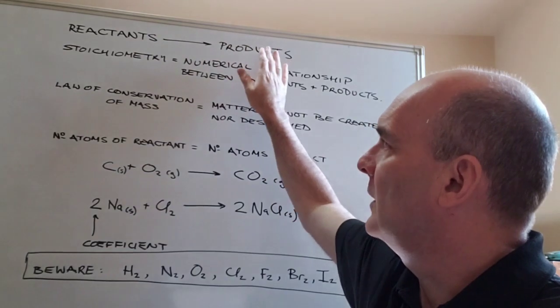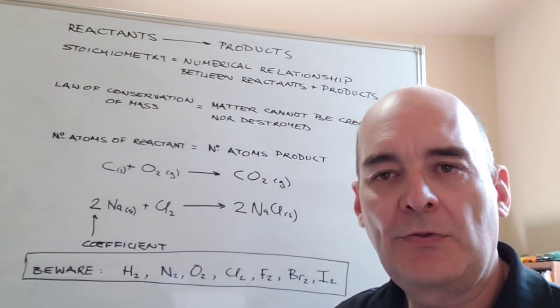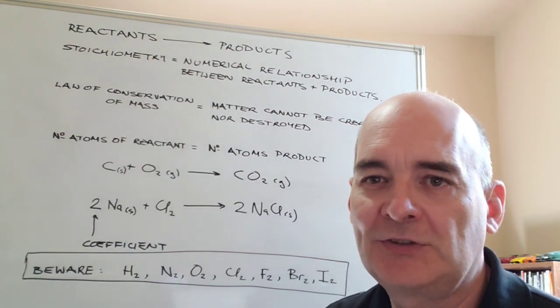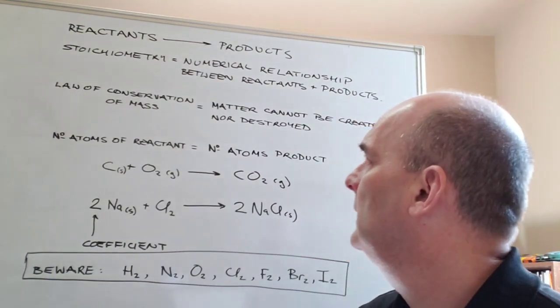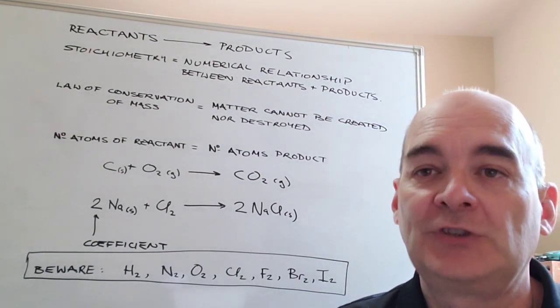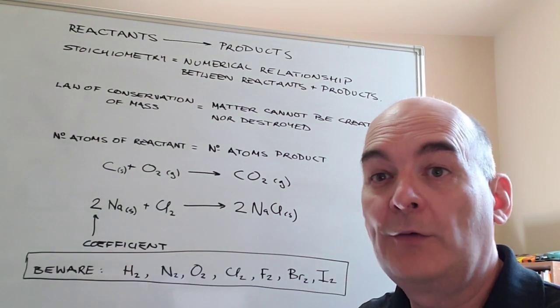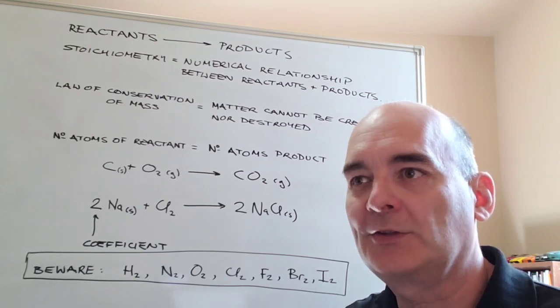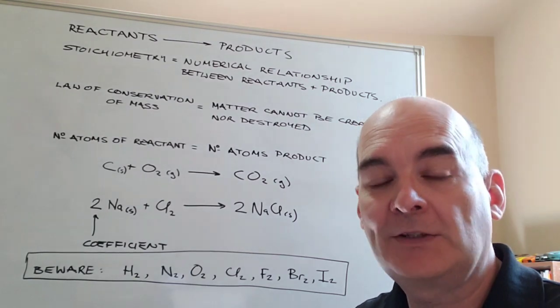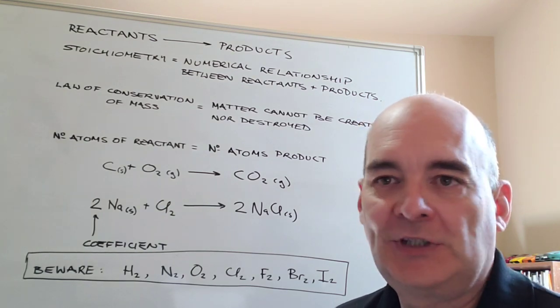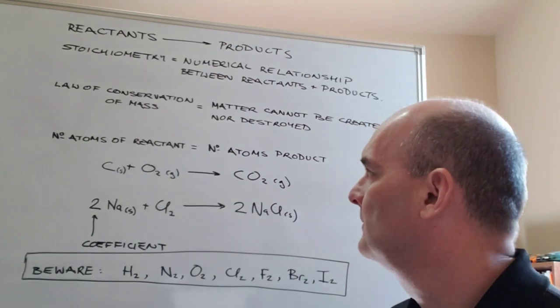Reactants on the left, products on the right. And the thing that we're going to take into account is something called stoichiometry. Stoichiometry is simply the numerical relationship between reactants and products. Do I have one reactant making two products? Do two reactants combine to make one product? That's stoichiometry. It's just the numerical relationship.